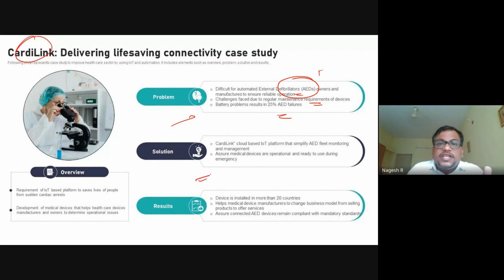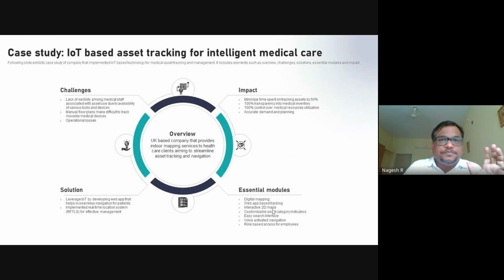So what is the solution? CardiLink is a company with a cloud-based IT platform that has connected the AED fleet to regularly check online whether the defibrillator is working. So wherever they have been installed, they have tracked this and understood that each of these defibrillators is working and ready to come into real use. This is one case study where, because of IoT, these have become a reality.